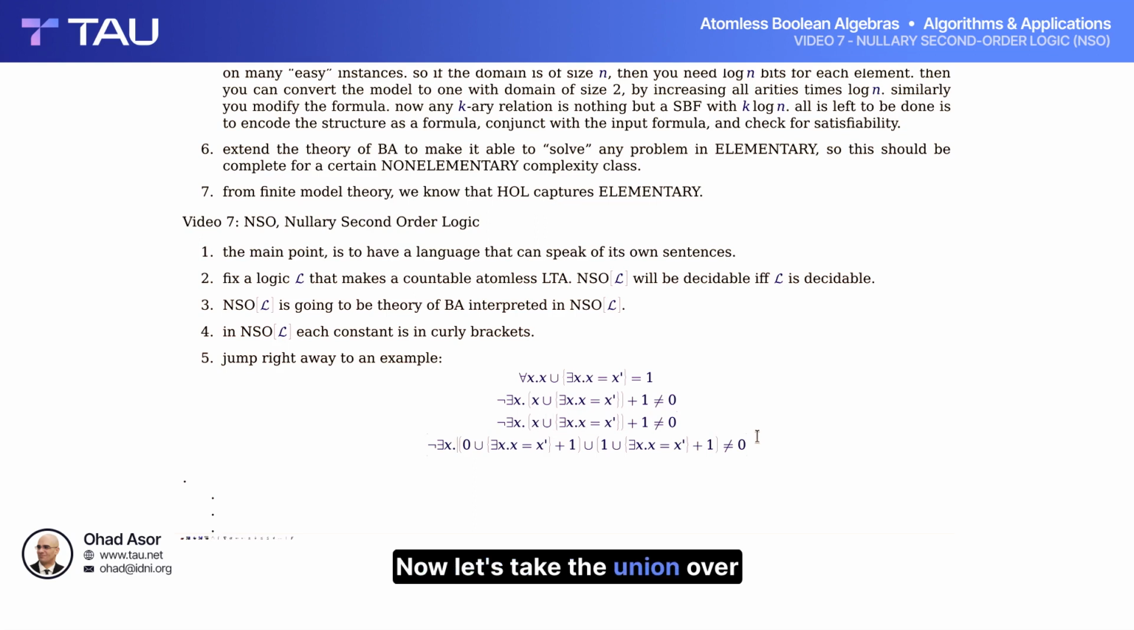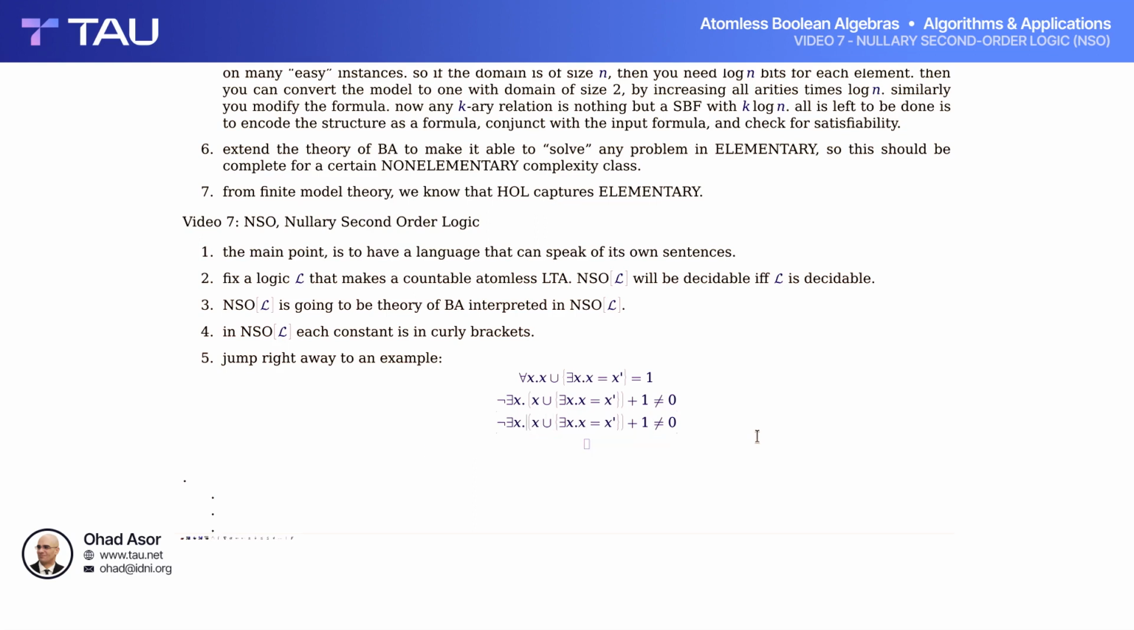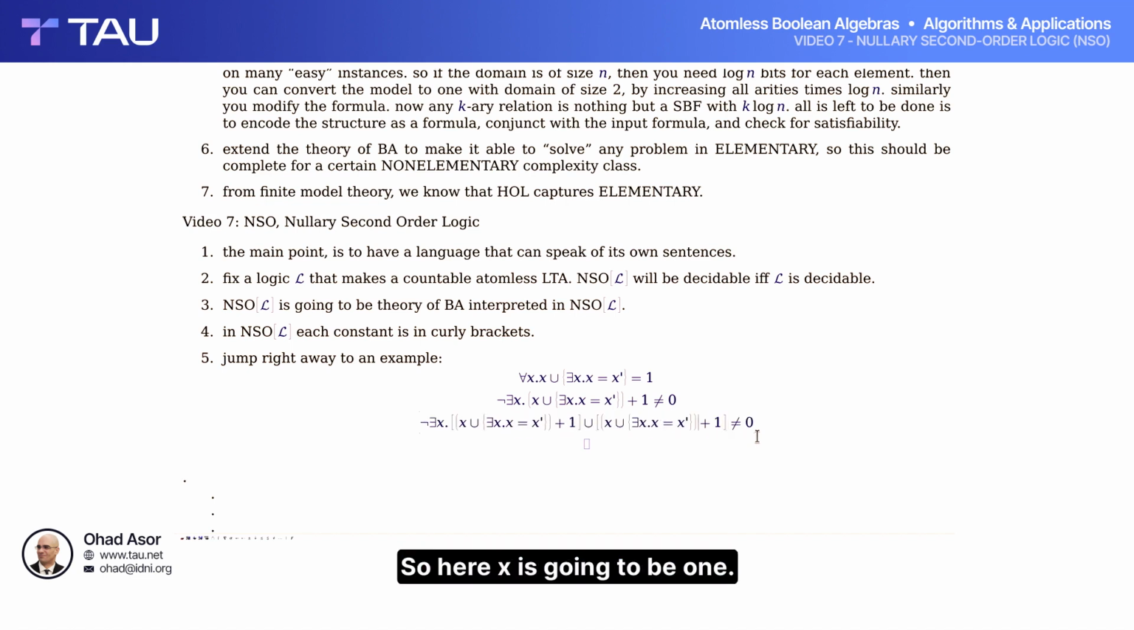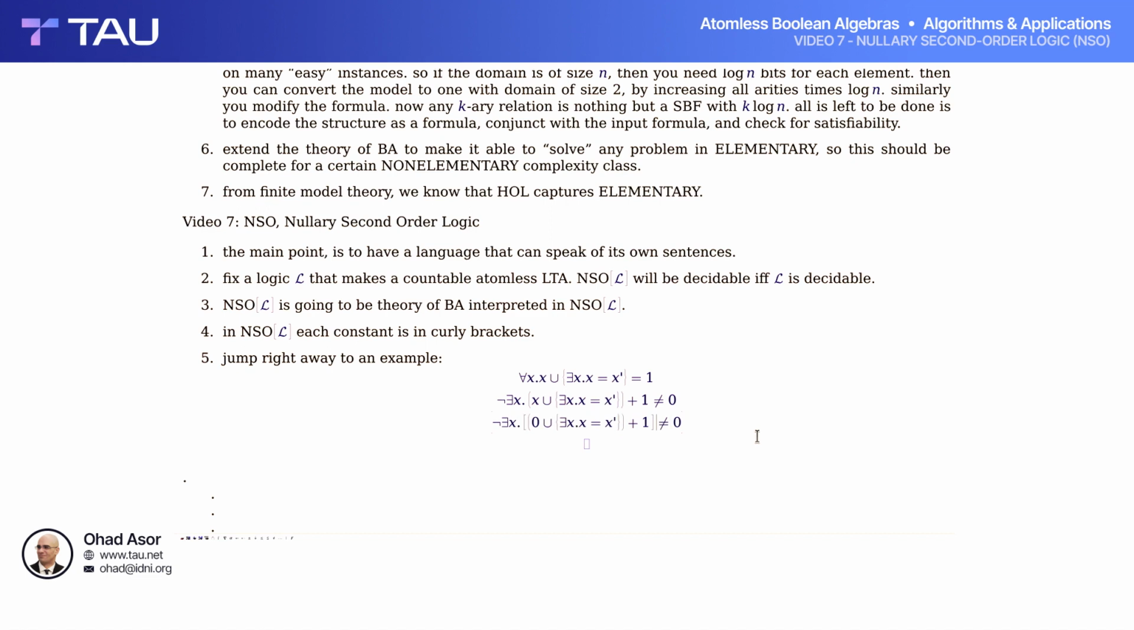Now let's take the union over substituting 0 and substituting 1. So here x is going to be 1. Here x is going to be 0. Now, 1 union anything is just 1, so I can simply write here just 1. 1 plus 1 is 0, so this whole thing is 0. 0 union something is just the thing. We got this. We can move the 1 right back here, and this quantifier is eliminated.